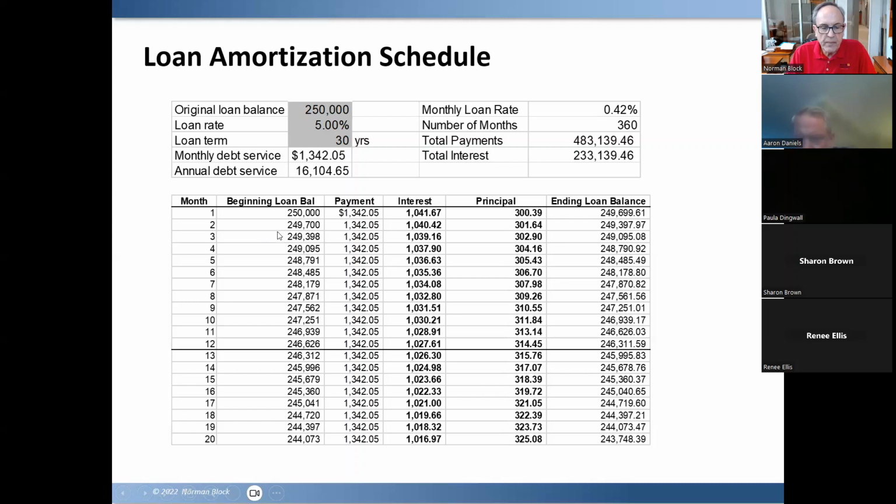In the second payment, you're not paying interest on $250,000 anymore. The balance has gone down a little tiny bit, so the interest is a little tiny less, so the principal is a little tiny more. And that goes on throughout the life of the loan.